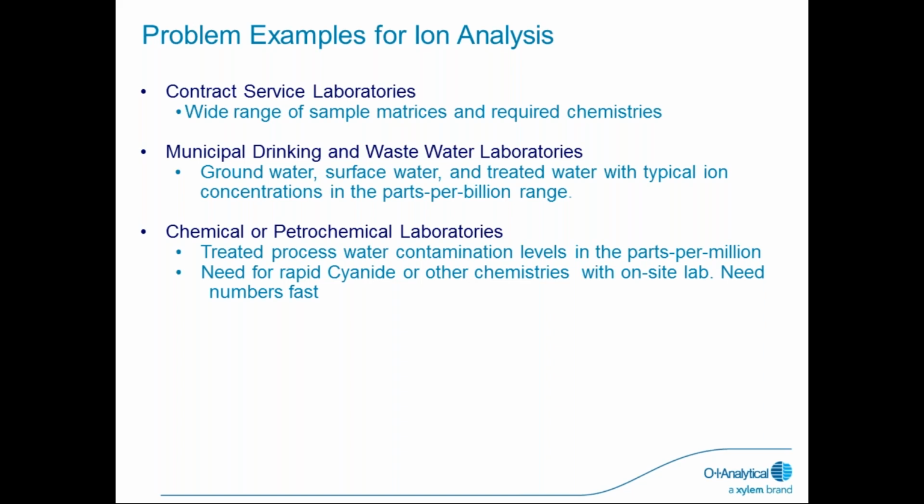They've got a wide range of sample matrices and required chemistries. With your municipal drinking and wastewater laboratories, there's groundwater, surface water, and treated water with typical ion concentrations in the parts per billion range. We also have the chemical and petrochemical laboratories with treated processed water contamination levels in the parts per million. And they need rapid cyanide or other chemistries with an on-site lab where they can get their numbers fast.